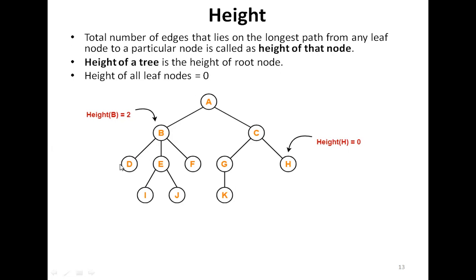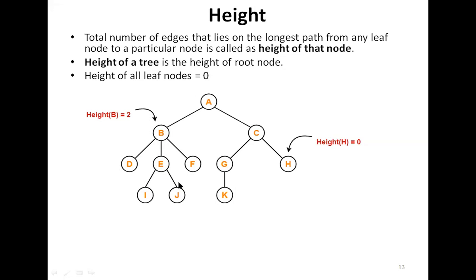B D is one path. B E I is one path. B E J is another path, and B F is another path. So all these are different paths. Which one is the longest path? From B to J, and B to I? Yes, sir, that also. Okay, but the lengths of these two paths are the same. So what is the number of edges in these two paths?